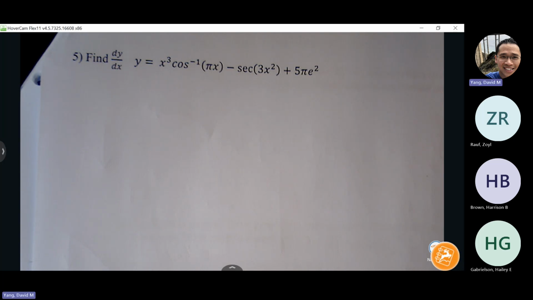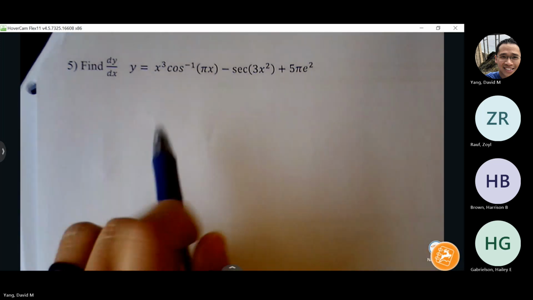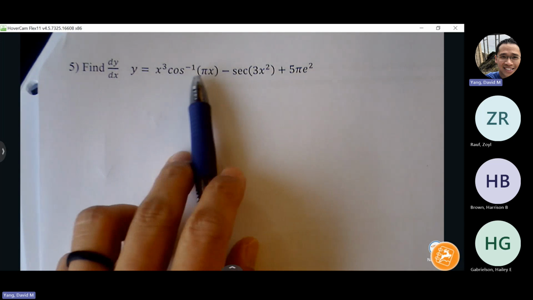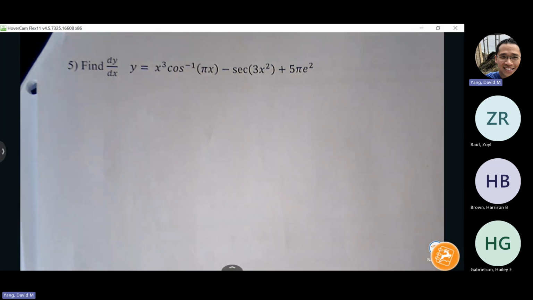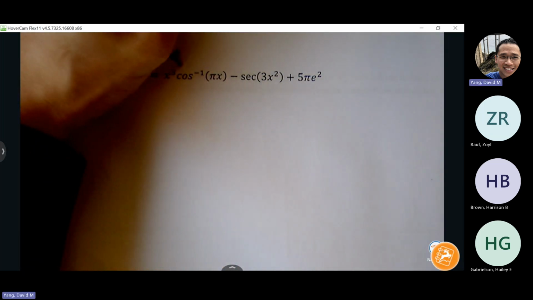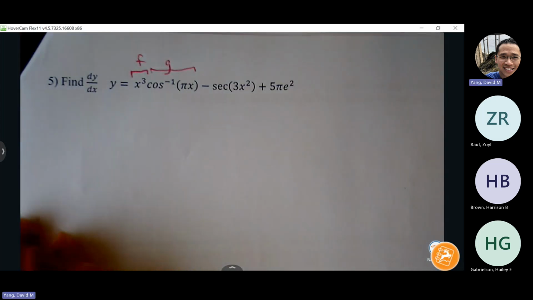All right, next page, number 5. Okay, this one, this is already a function. There's no implicit here. We just have to find the derivative. The only thing that really should stand out to us is just the need for product rule here. But that's it. Everything else is just find the derivative of each individual term.